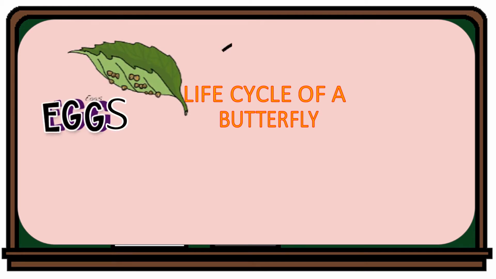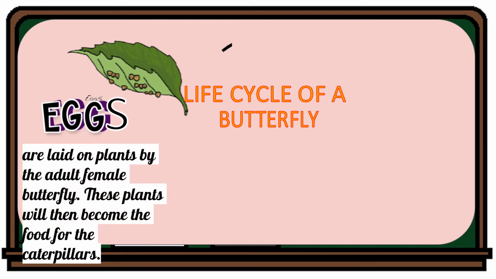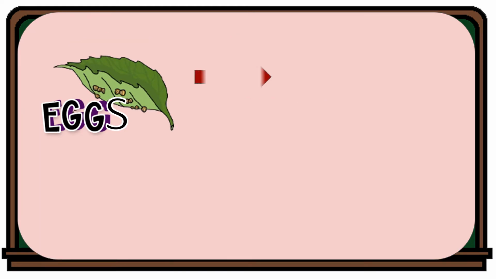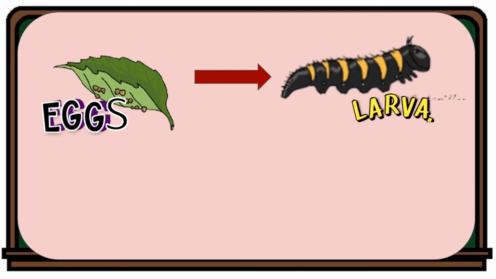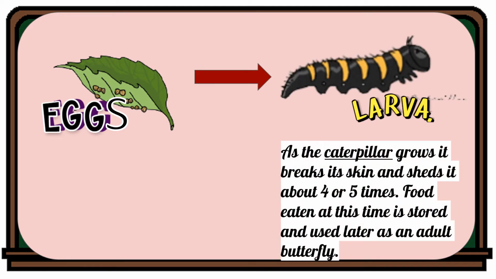First stage is the eggs. Eggs are laid on plants by the adult female butterfly. These plants will then become the food for the caterpillars. The second stage is the larva. As the caterpillar grows, it breaks its skin and sheds it about 4 or 5 times. Food eaten at this time is stored and used later as an adult butterfly.